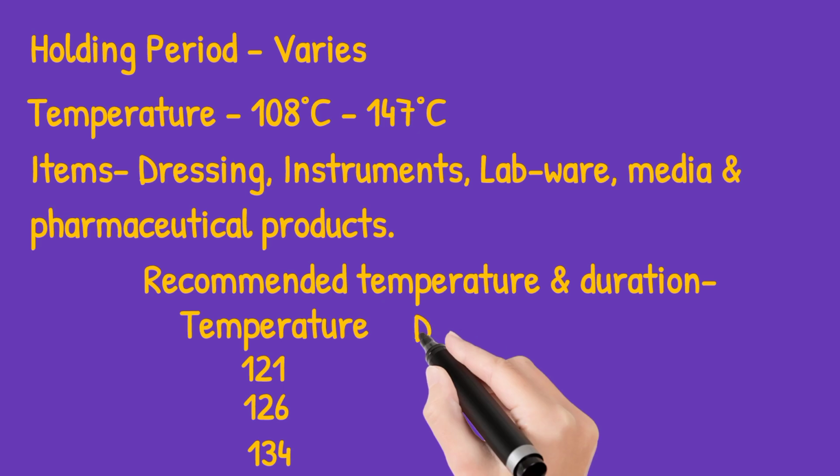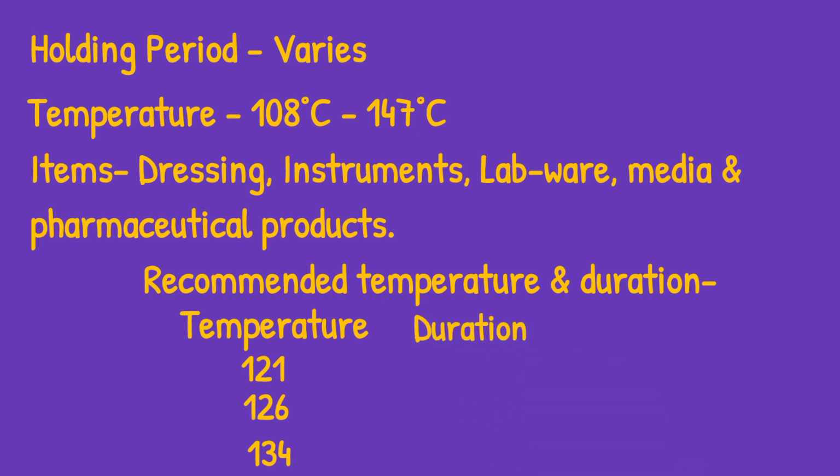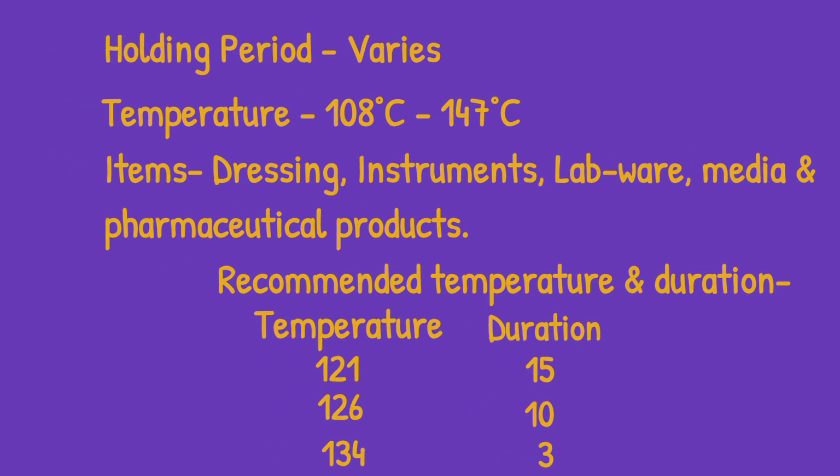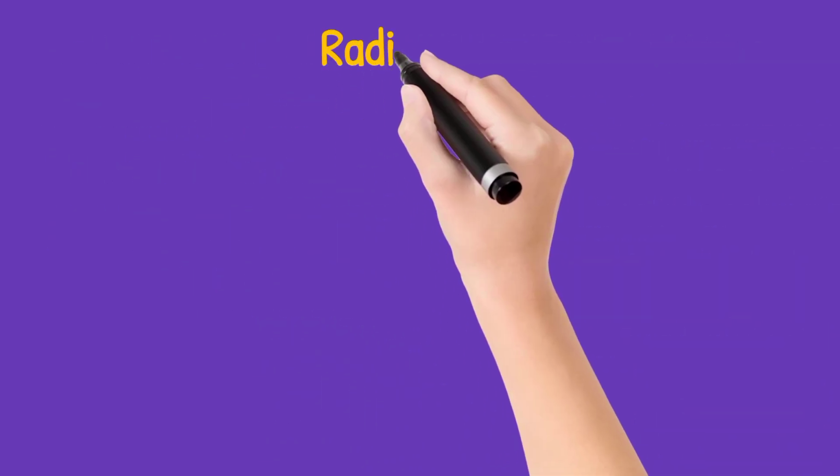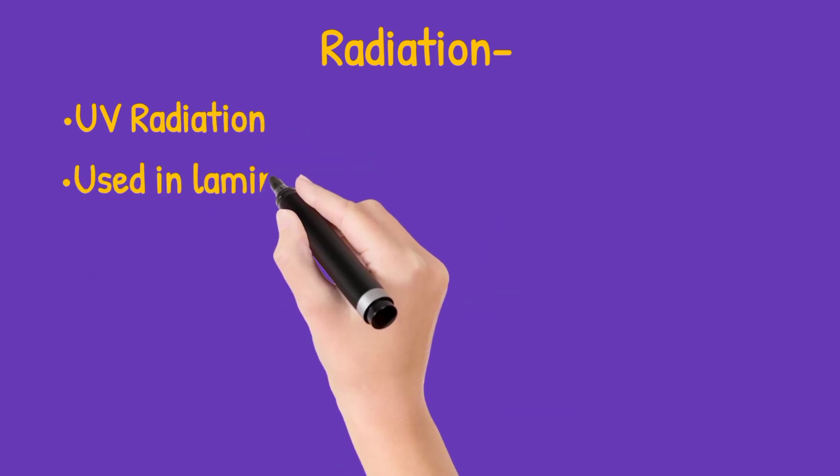Hot air oven and autoclave come as short notes, so you must jot down the important points. Next comes filtration. Filtration, it's candle filters like those used to filter water. Then you must know about radiation, how UV radiation we use as sterilization. It's used in laminar airflow for 20 minutes.